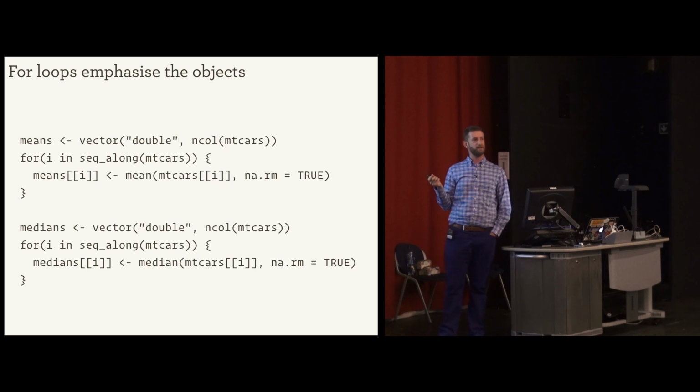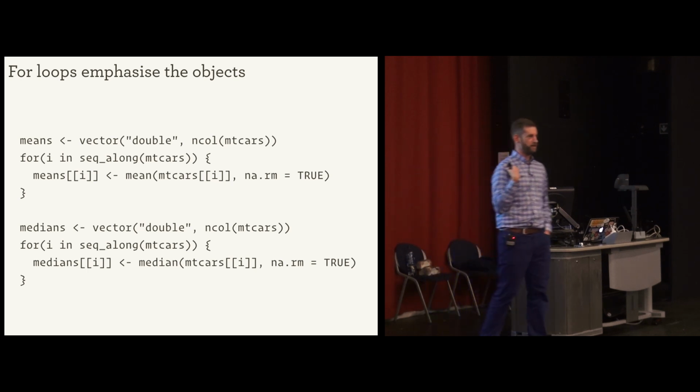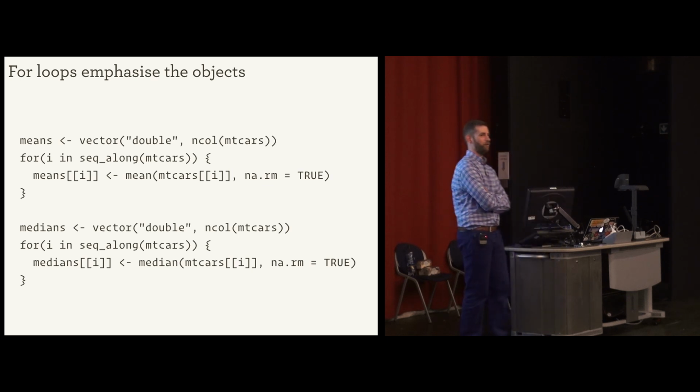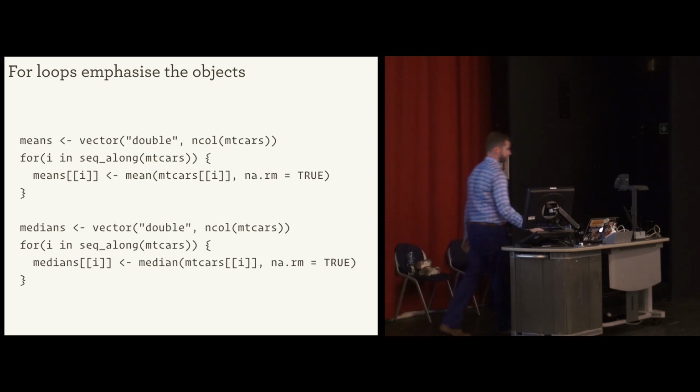So what does this have to do with programming? Well, here are a couple of for loops. I want you to look at them for a couple of seconds and see if you can figure out what they do. What's the same between these for loops and what's different?